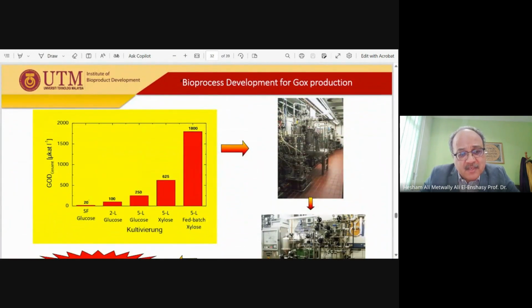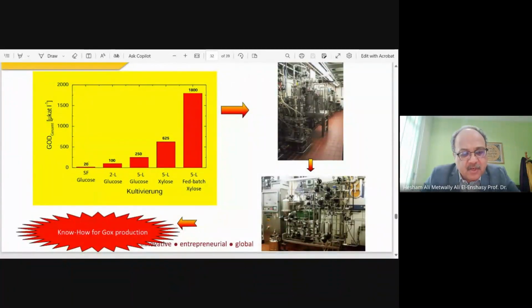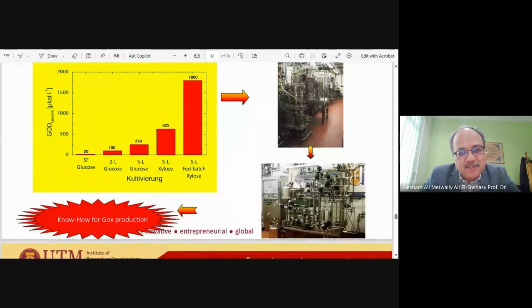In summary, we start in the shake flask with 20 microcatal, 100 microcatal when we move to 2-liter bioreactors, 250, then we go up to 1,800, which is, we can say, a 90-fold increment in the process when you make fed-batch cultivation using xylose and a high cell density cultivation strategy. Then we develop the know-how, but this know-how is based on growth morphology. If there is any change in the morphology, which should not happen, then the yield will be different.